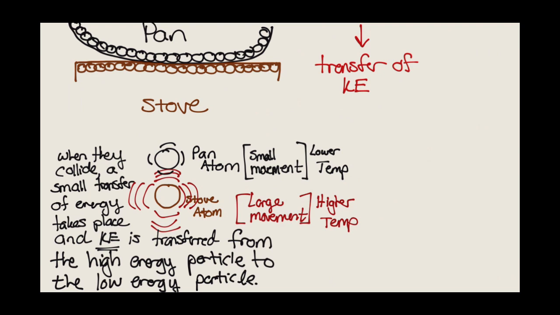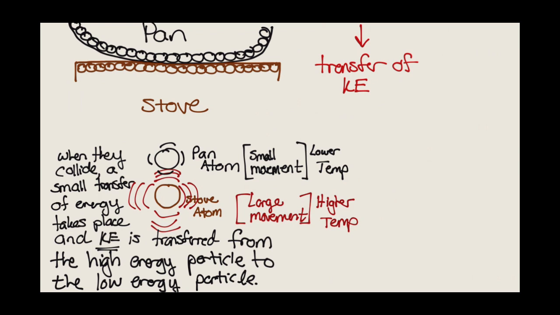Take a look here at the stove atom, in the center of the screen. Notice it has lots of red lines around it. That means it's moving fast with greater motion and has more kinetic energy. Then the pan atom has only one little line around it on each side, which means it's still moving, because everything is in motion, but it's not moving as much. As a result, we could say the pan atom has less kinetic energy. The stove atom has large movement and higher temperature. The pan atom has small movement, therefore we could say it's probably at a lower temperature.